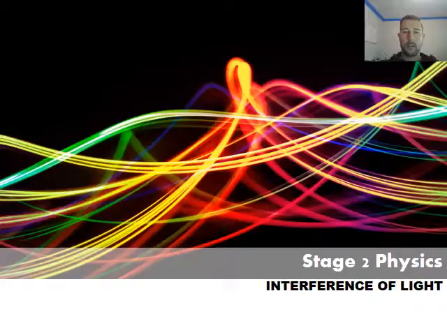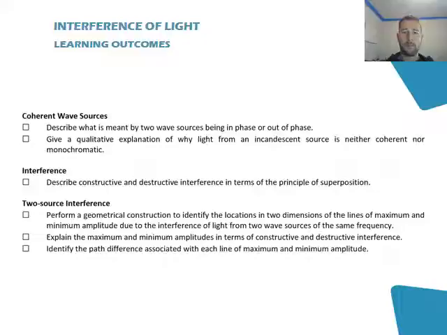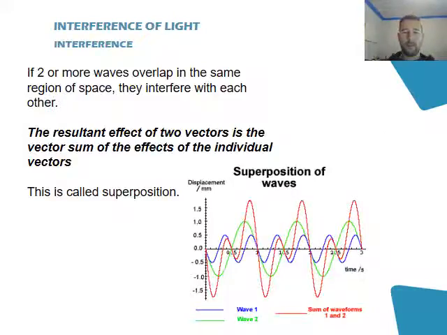This is the second video for this topic where we talk about interference of light. In line with the syllabus, we'll be looking at the second dot point on this page. Interference is when two or more waves overlap in the same region of space.